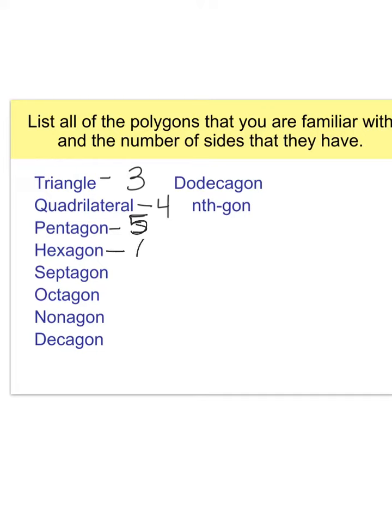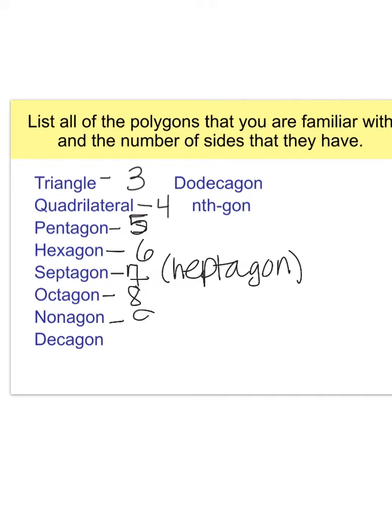A hexagon has 6 sides, a septagon has 7 sides. A septagon or 7-sided polygon is also known as a heptagon. Octagon is 8 sides, nonagon 9, decagon 10 sides, and a dodecagon has 12 sides, and an n-gon is something like 26 sides. So if there's no term for it, we just take the number of sides and put a dash gon next to it.